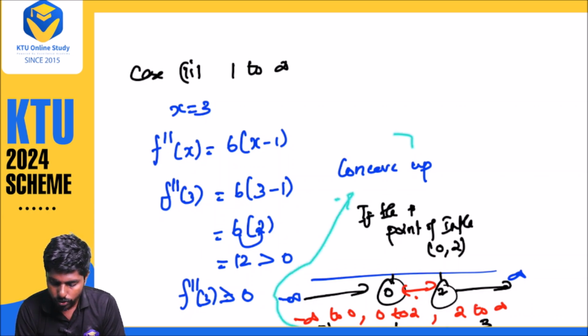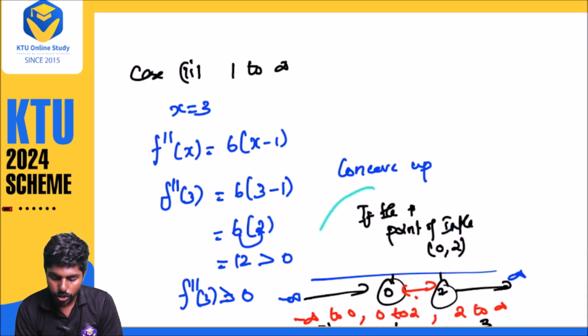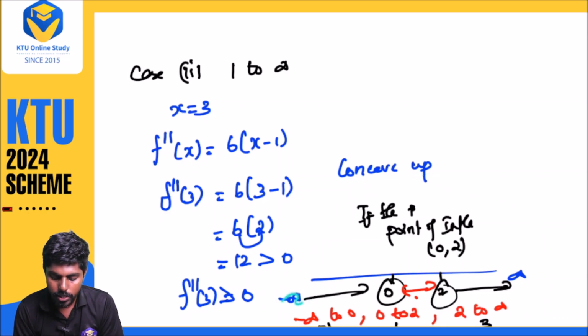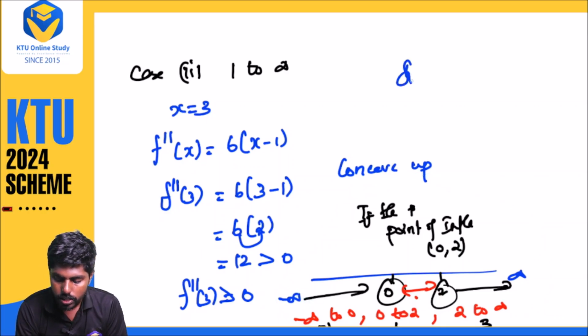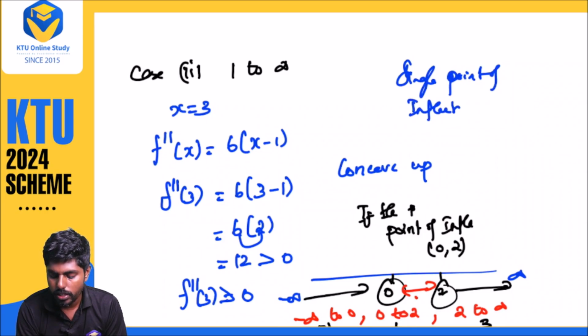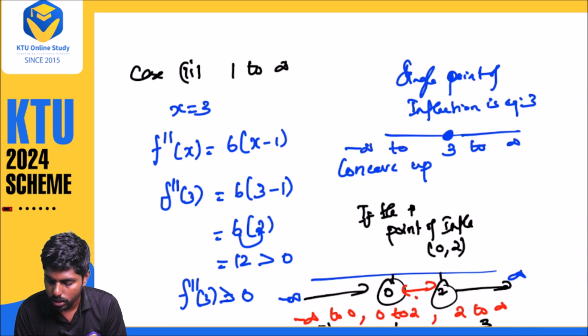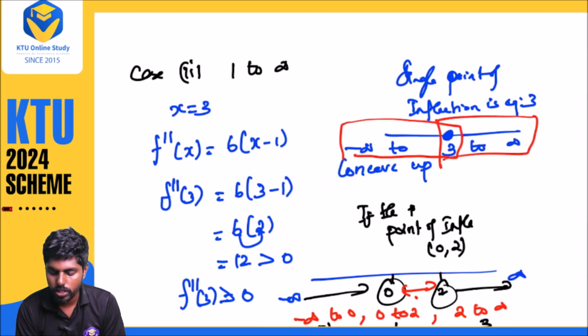This is just for your understanding purpose. If a single point of inflection is coming, then you want to take the intervals around it. For example, if the point of inflection is 3, the intervals are minus infinity to 3 and from 3 to infinity. So this is what you consider if a single point of inflection is coming.